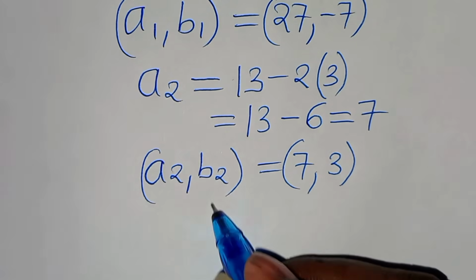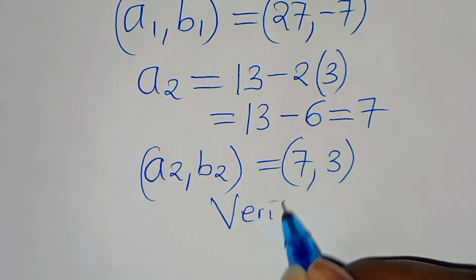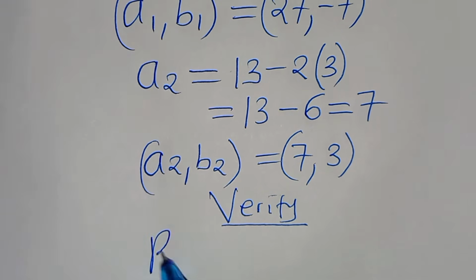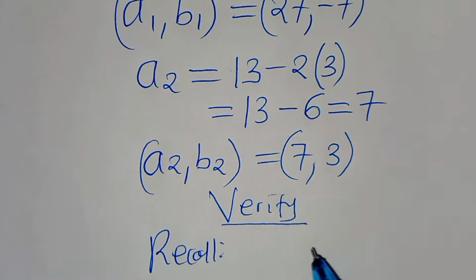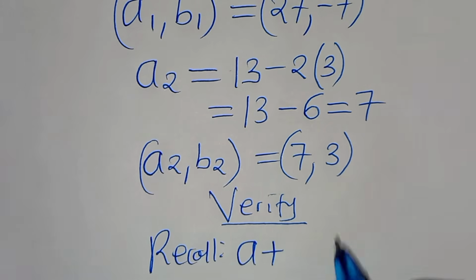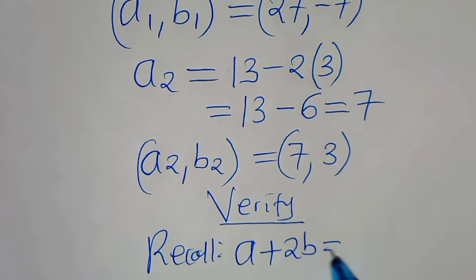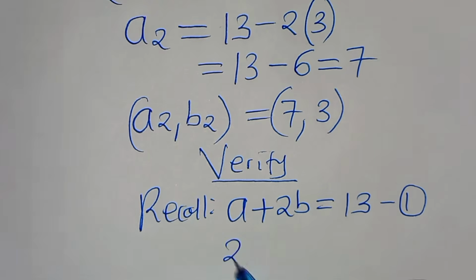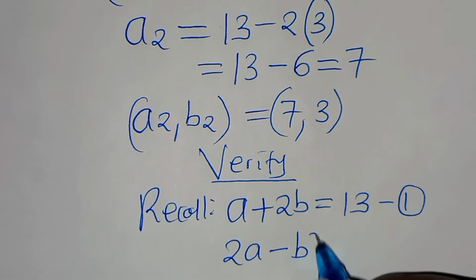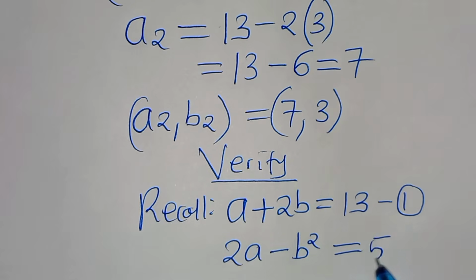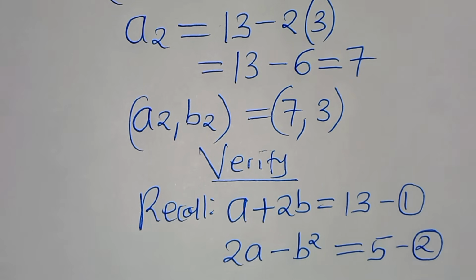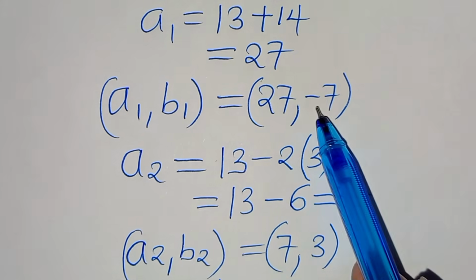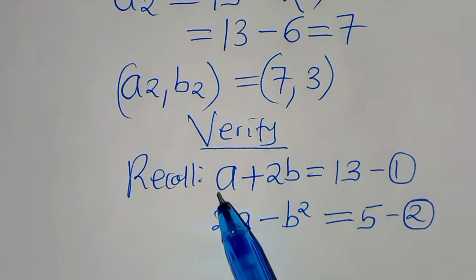So the next step is to verify. Let's verify that these two sets of solutions here satisfy the equation. Now, if you recall, we have that a plus 2b is supposed to give us a value of 13, this is equation 1, and that 2a minus b squared is supposed to give us a value of 2, this is equation 2. So let's verify a1 b1, which is 27 comma minus 7, by using equation 1.